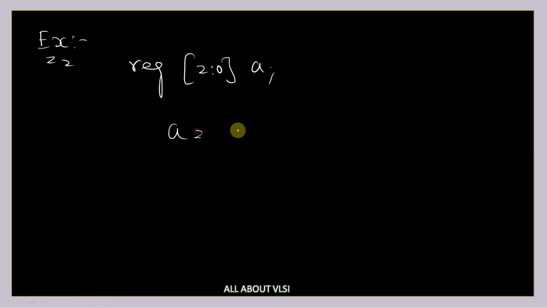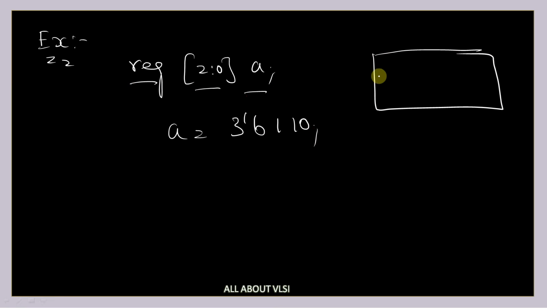Okay. Let's see one example. For example, if we declare reg 2 down to 0 a, and if I write a is equal to 3 tick binary 1 1 0, then what is going to happen? If you are writing reg 2 down to 0 a, then a variable a is being declared with how many locations? 0th location, first location, second location. This is 0th index, 1, 2. And if you are writing a is equal to 3 tick binary 1 1 0, that means for the 0th index the value 0 will be stored, for the first index value 1 will be stored, and for the second index value 1 will be stored.